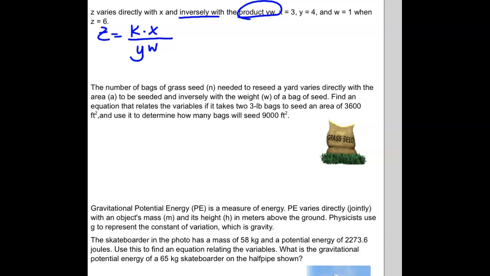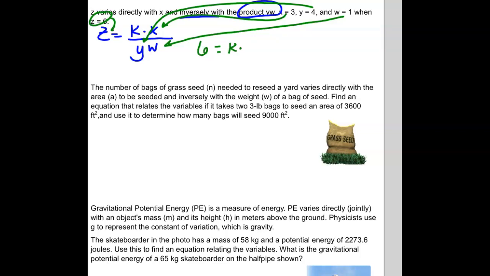Now we plug in our values. We are told that x is 3, y is 4, and w is 1 when z is 6. So we have 6 equals k times our x is 3, our y is 4, and w is 1. All right, so we have 6 equals 3k divided by 4. We're going to multiply 4 over to the 6. We've got 24 equals 3k, which means k has to be 8. Now we can plug that 8 in. So z equals 8 times x divided by y times w.